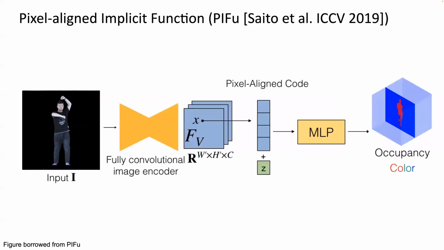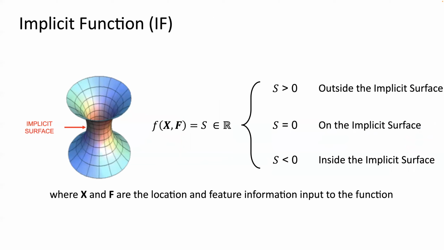The most pioneering work of model-free methods is PIFu, the pixel-aligned implicit function. They employ one single MLP to predict occupancy value and vertex color by inputting the 2D pixel-aligned feature and the normalized depth value. The main idea of PIFu is the implicit function. The implicit function takes the location and feature information as input and outputs the occupancy value.